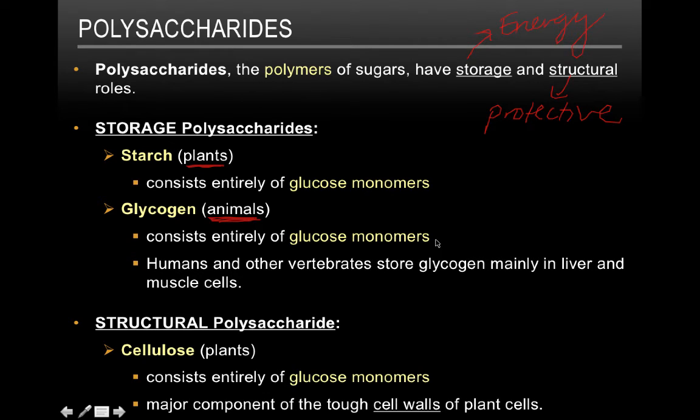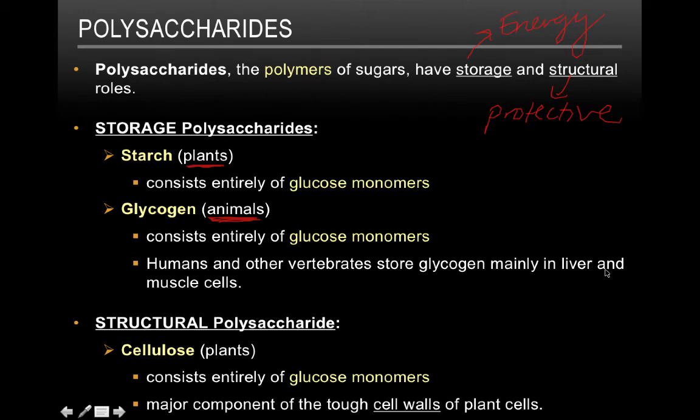However, the glucose is organized in a different fashion so that glycogen has a very different three-dimensional structural shape as compared to starch. It's a very different molecule, even though the monomers are the same. Humans and other vertebrates store glycogen mainly in our liver and muscle cells, as energy reserves.